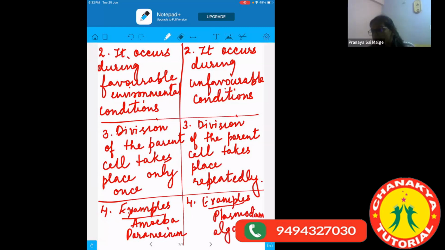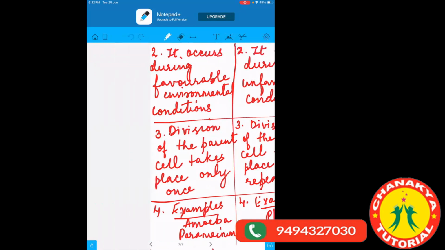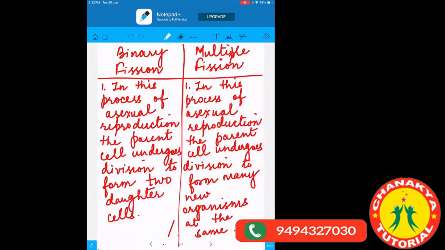Ma'am, we can also write that cytokinesis takes place in binary fission. Correct. Definitely you can write it. Here the karyokinesis and the cytokinesis both take place, whereas in multiple fission only the karyokinesis takes place but not the cytokinesis. That can also be written there.